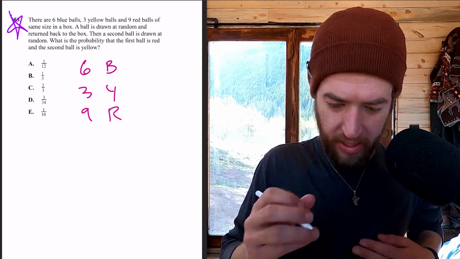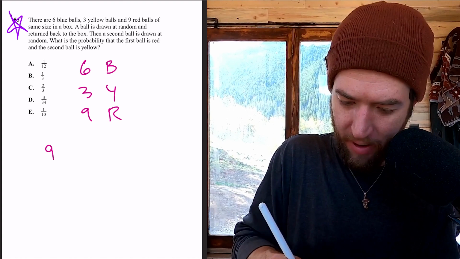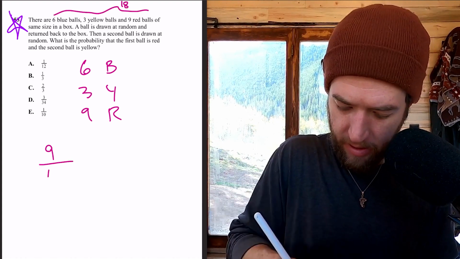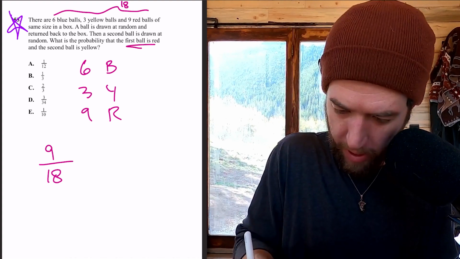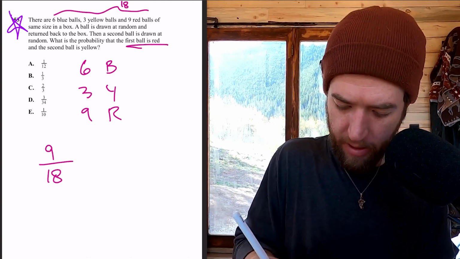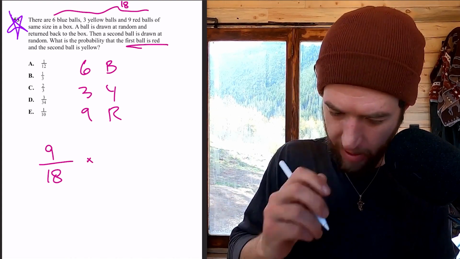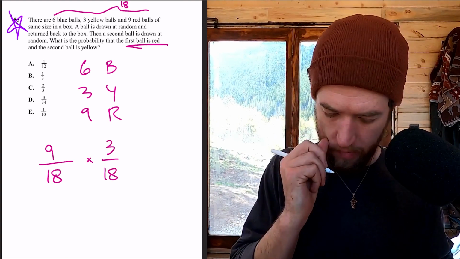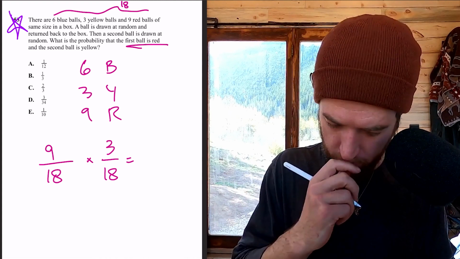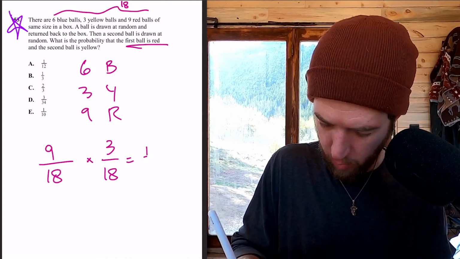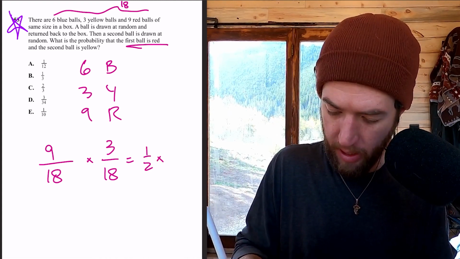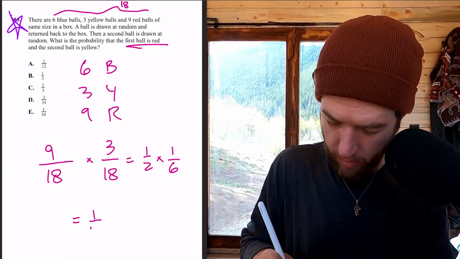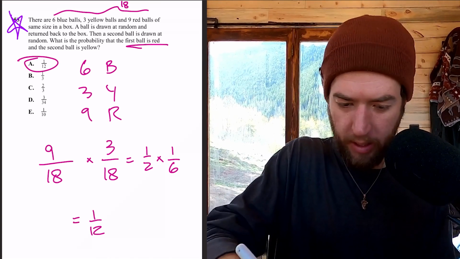Oh, okay, this one's actually not hard at all. So we have 9 red balls out of the total 18. So 9 out of 18 to pull a red. Then you put it back in. So then we just have to multiply and say 3 out of 18 for yellow. This is with replacement, so that's easy. So that's 1/2 times 1/6, which is 1/12. You have a 1/12 chance. Okay, that question wasn't so hard.